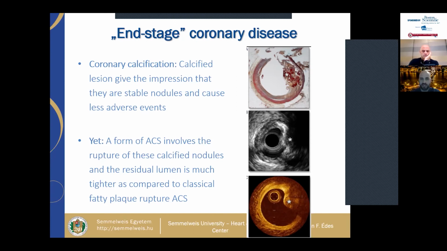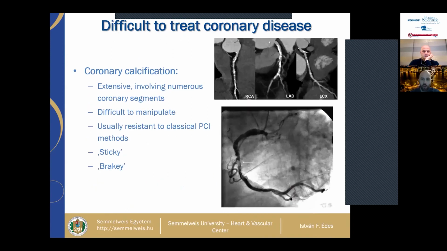Therefore, I would call it an end-stage coronary artery disease, the highly calcified coronary artery, which can yet lead to severe consequences in terms of acute coronary syndrome. Why is this such a pain in the head? Because it's usually extensive, it involves numerous coronary segments and numerous coronary arteries. It's difficult to manipulate, it's resistant to classical PCI methods, it sticks and it breaks. Everybody who works in interventional cardiology knows what sticky and breaky means in these cases.